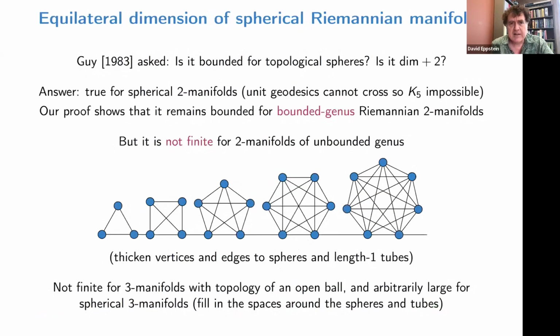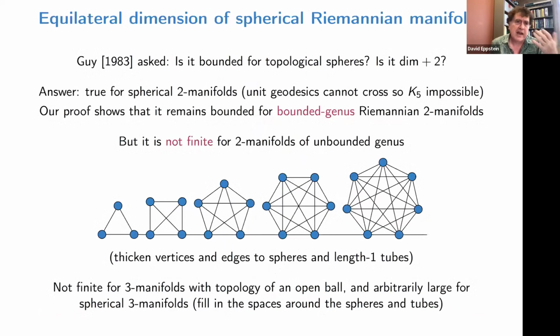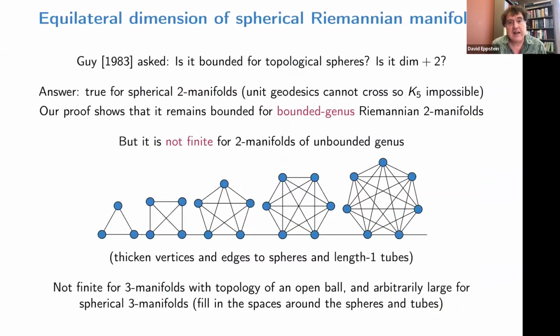So in this paper describing equilateral dimension, attributing most of it to Robert Kussner, Richard Guy asks about the equilateral dimension of Riemannian manifolds, the same manifolds that we've seen here. And he asked, how many points at unit distance can you find on these things? If it's a topological sphere, the answer is at most 4. There are 4 points at equal distance on an actual geometric sphere, 4 points of a regular tetrahedron. You can scale that to have distance 1.